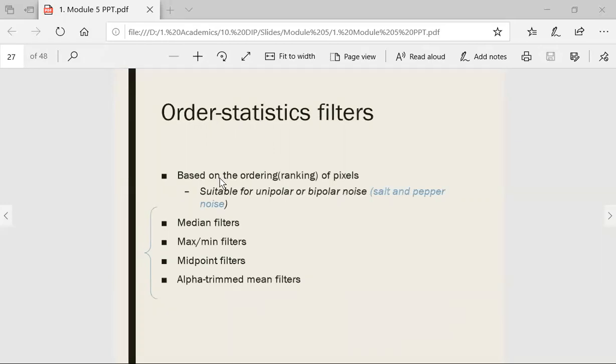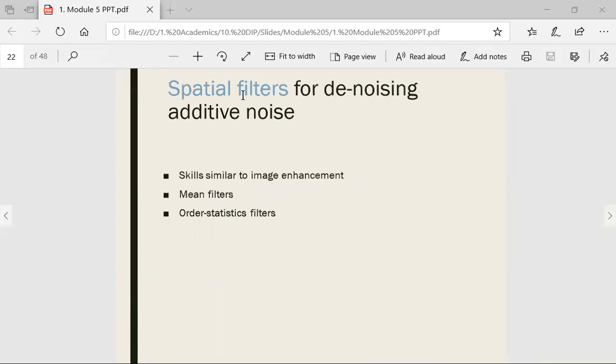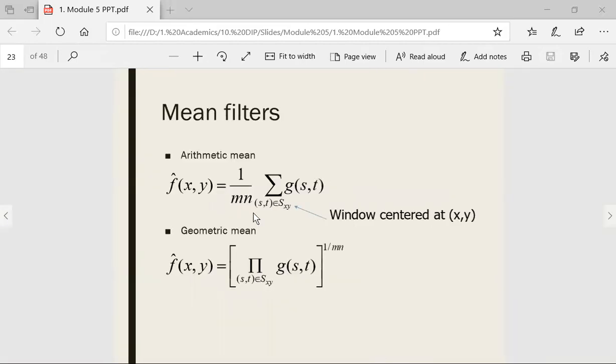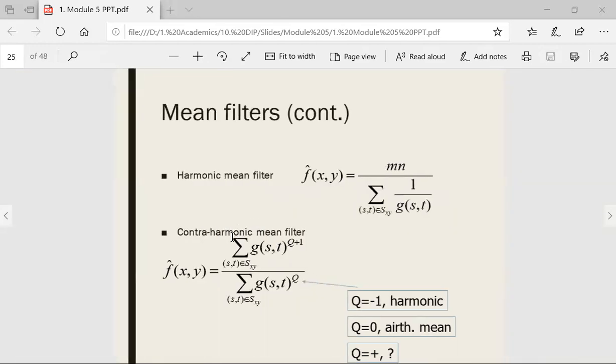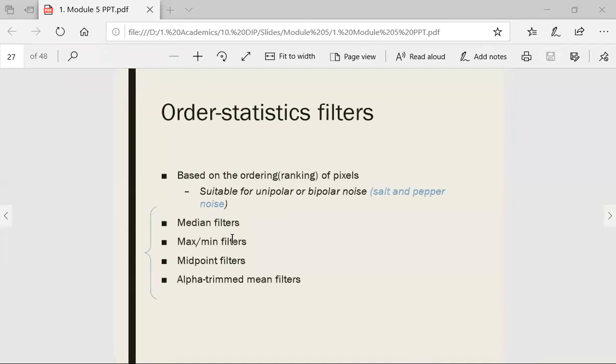Next, order statistic filters. There are two types of filters in spatial filters: mean filters and order statistic filters. We have learned about the mean filters, four different types: arithmetic mean, geometric mean, harmonic mean, and contra harmonic mean. Now we go further to the order statistic filters. Four types are there: the median filter, max and min filters, the midpoint filter, and the alpha trimmed mean filter.